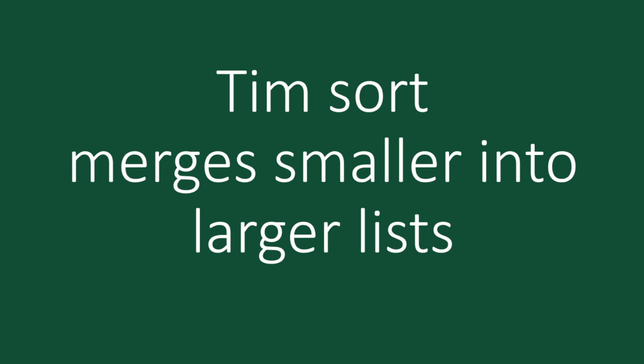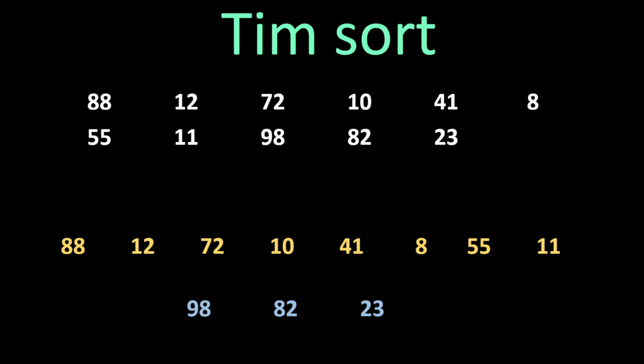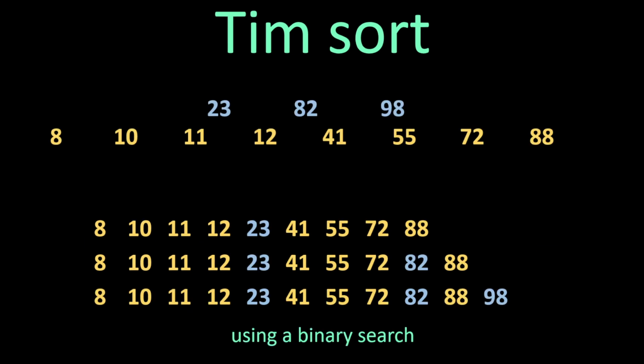Timsort merges smaller into larger lists. So in this example we can see a range of numbers, and just for the example's sake, imagine we could split these into a longer list and a shorter list. Well, it's more efficient if you can use a binary search to just insert the smaller list element by element into the longer list. So the fact that you're using the binary search means there's an efficient way of using Timsort to put the numbers in order, because you use the longer list and insert the shorter list elements inside that. Again, another way how Timsort is more efficient.